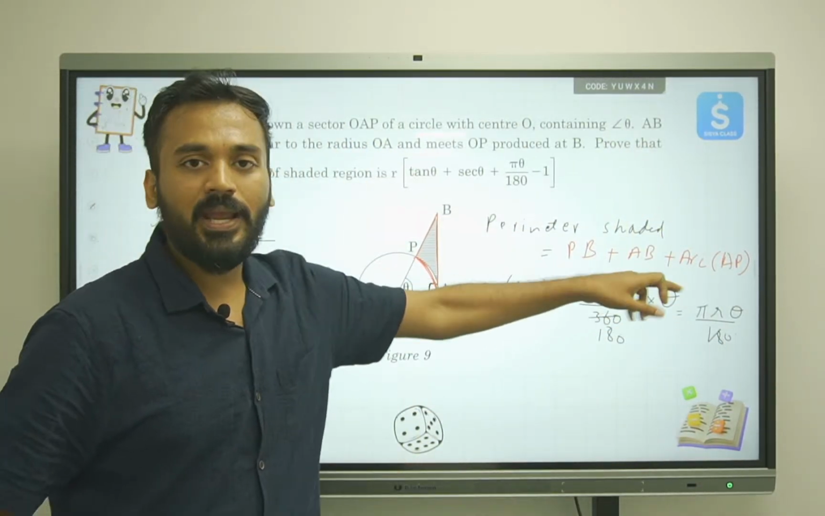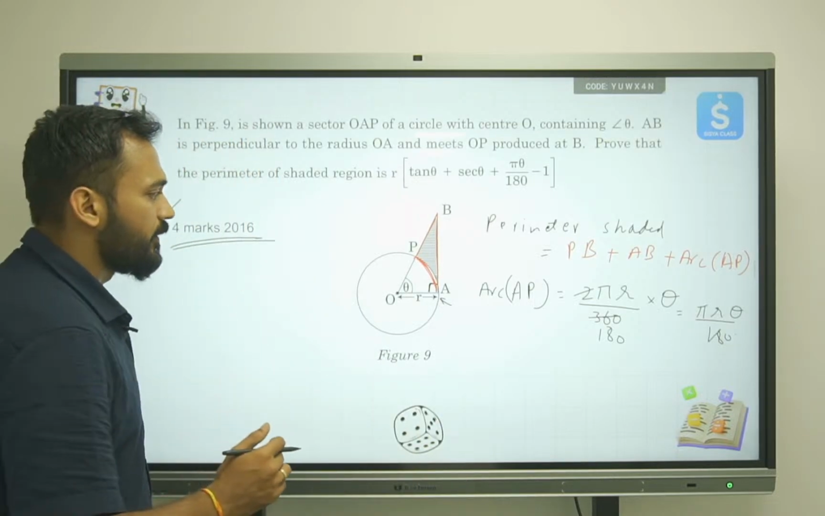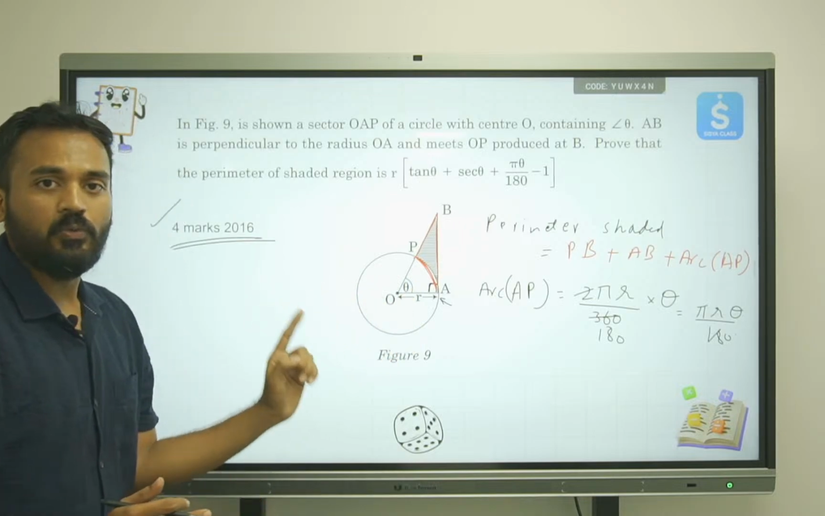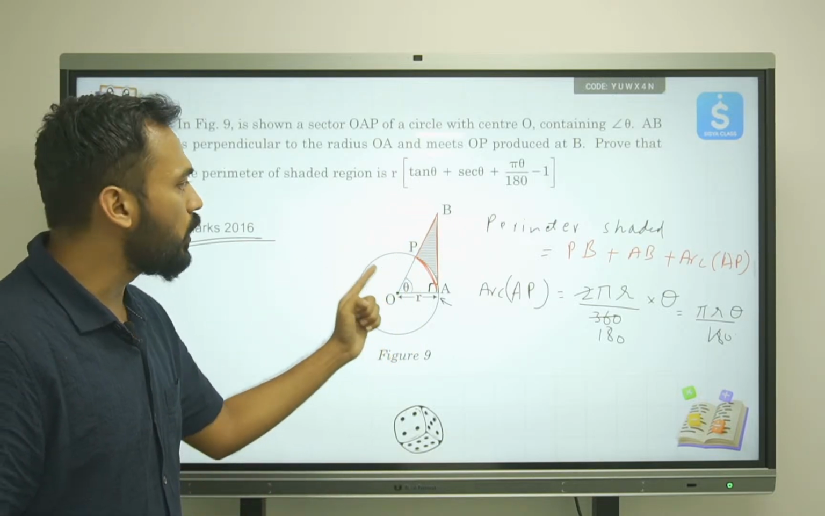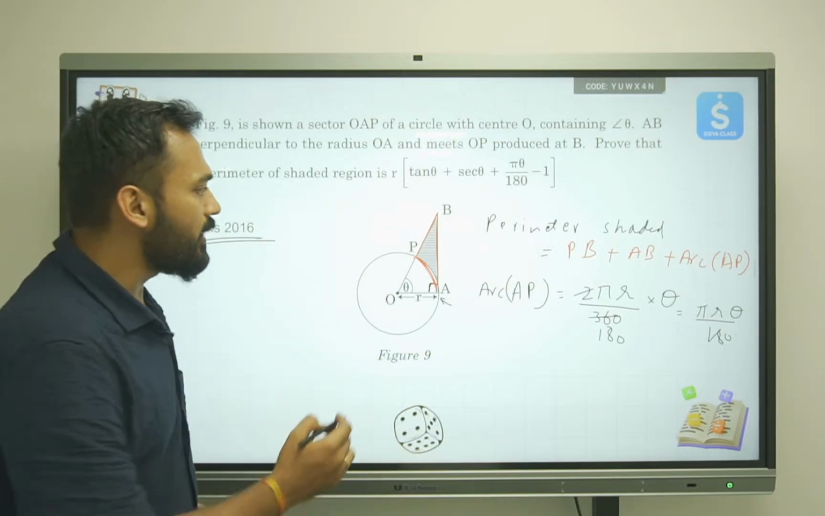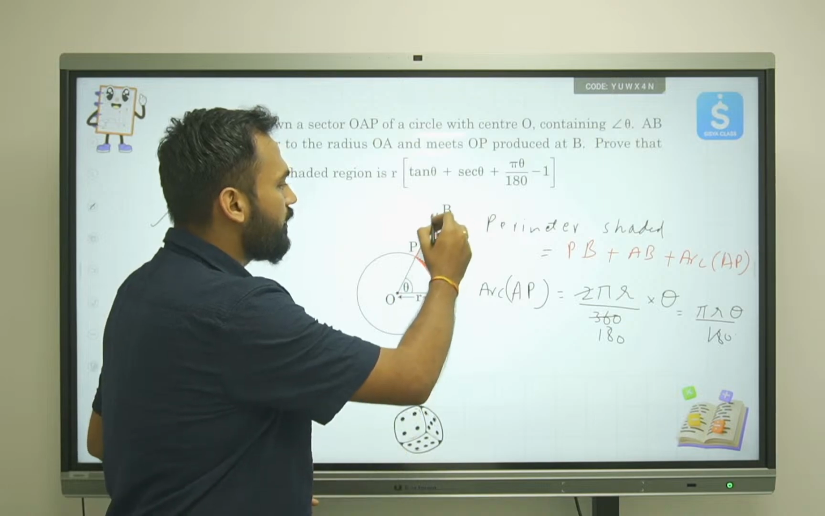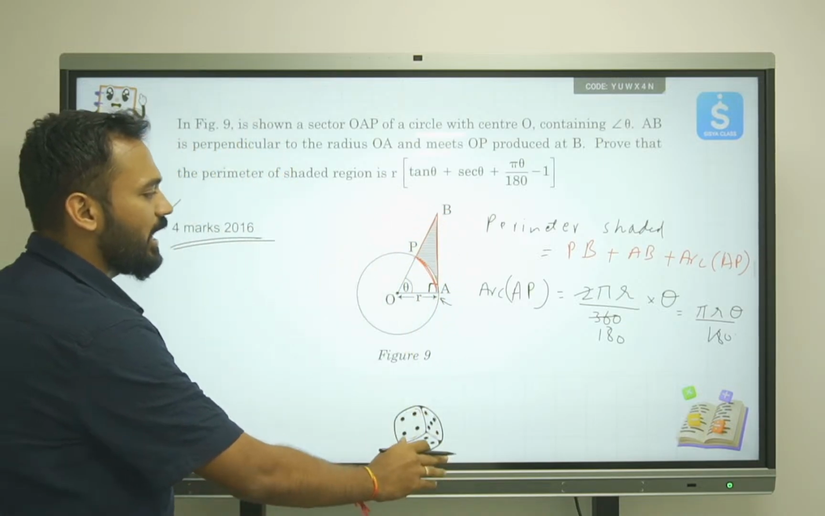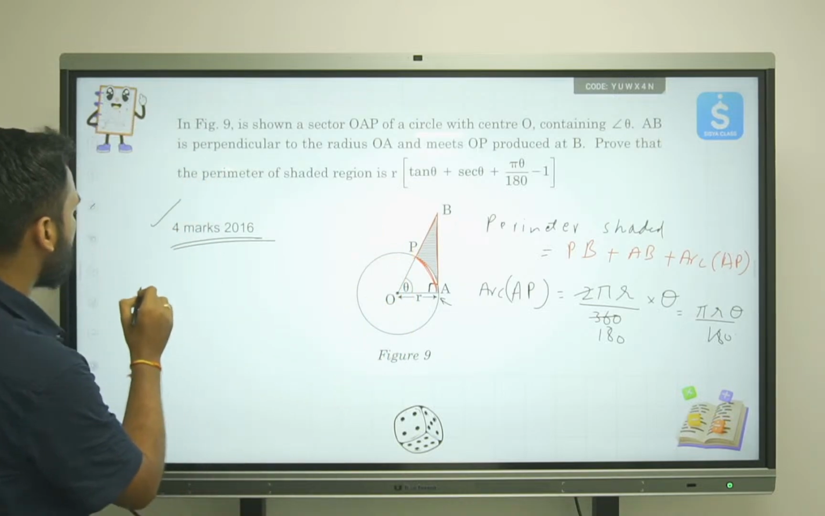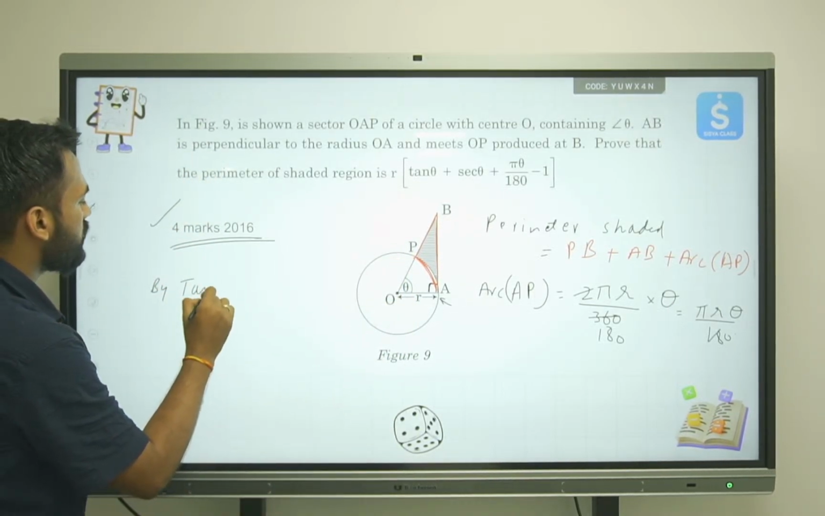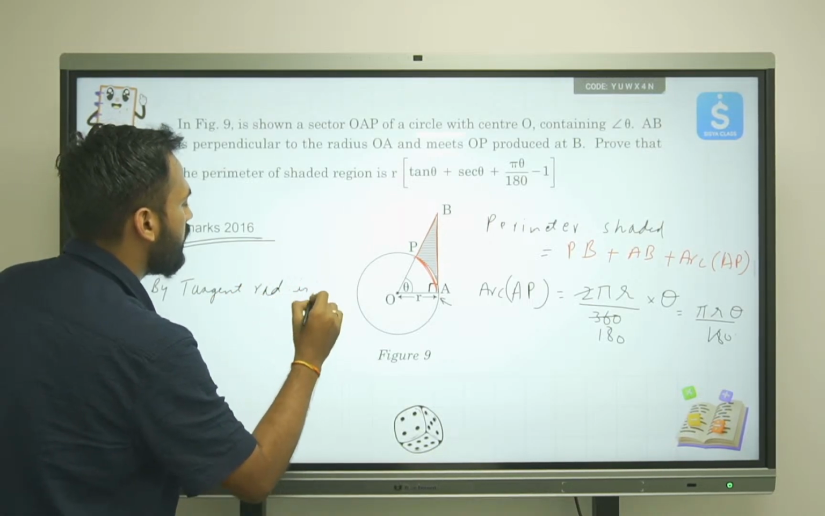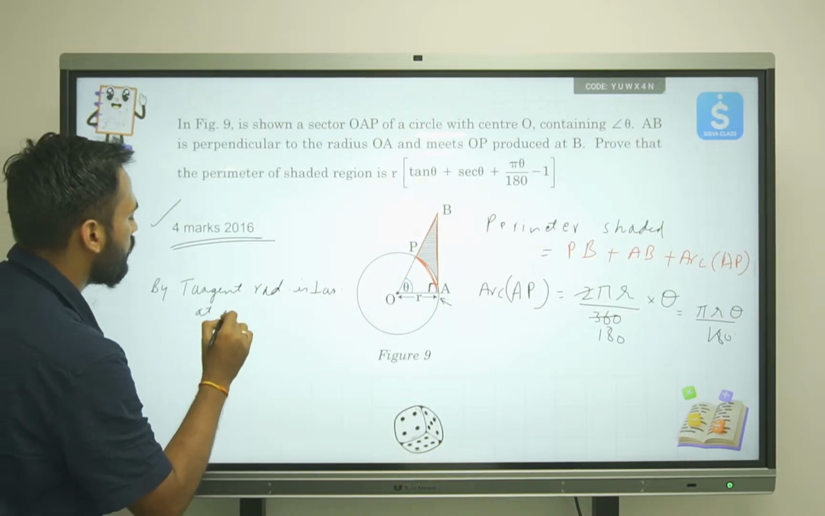We need to find out PB and AB. Let's find out PB and AB respectively. Now we will be using this theorem, tangent is perpendicular to radius, to establish that this triangle OAB is a right angle triangle, so that we can move ahead and easily find out the length of AB and PB as well. So let's first establish that fact that this OA is perpendicular to AB by tangent radius theorem. Tangent and radius are perpendicular at the point of contact.